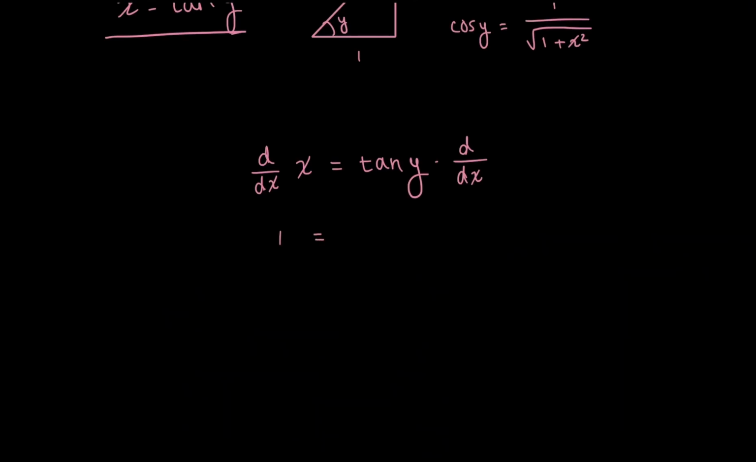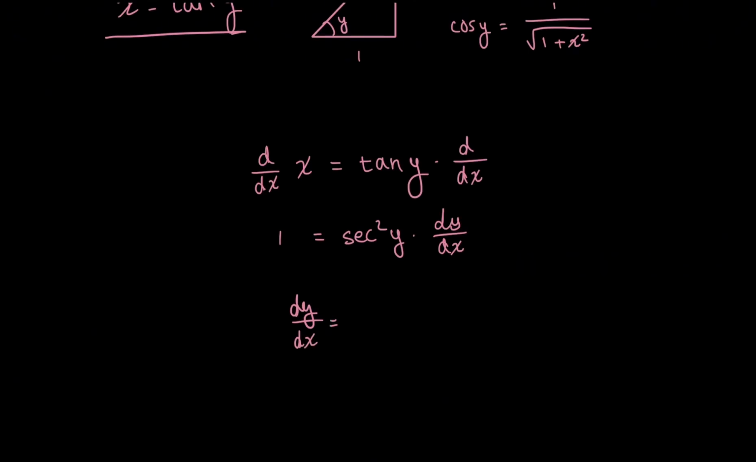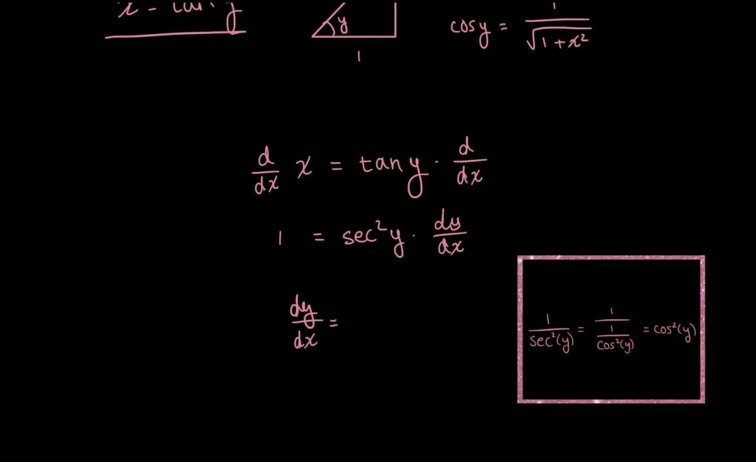And on the right-hand side, the derivative of tangent y is going to be secant squared y, and remember to multiply by dy/dx. Now we must isolate dy/dx by just dividing secant squared y on both sides, and we know that secant is 1 over cosine, so I'm doing 1 over secant squared, that's equal to 1 over 1 over cosine squared, which is just cosine squared, right?